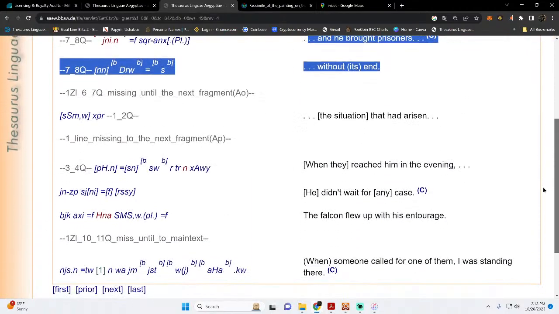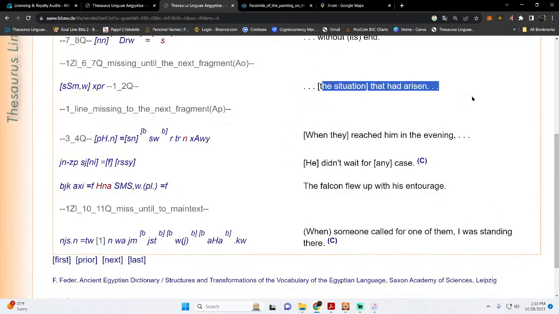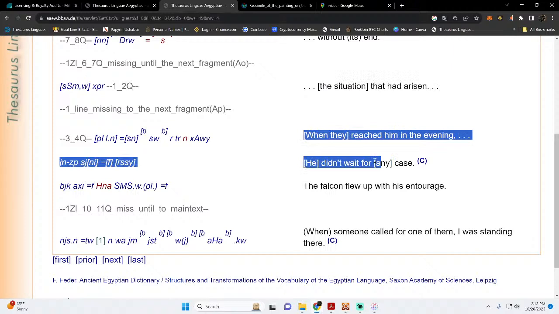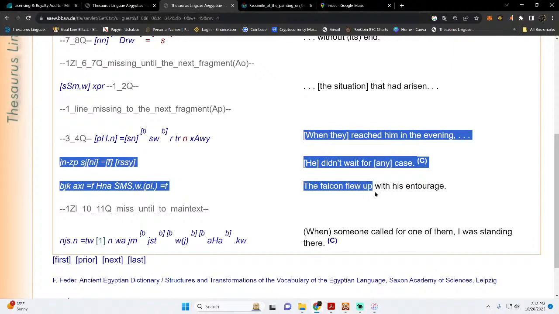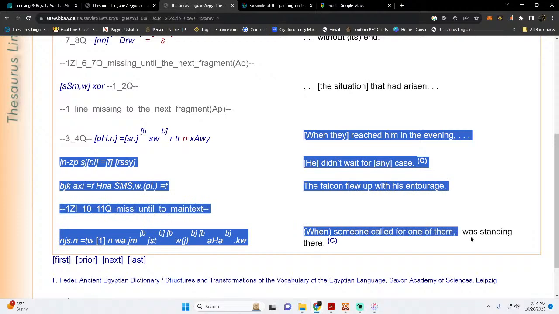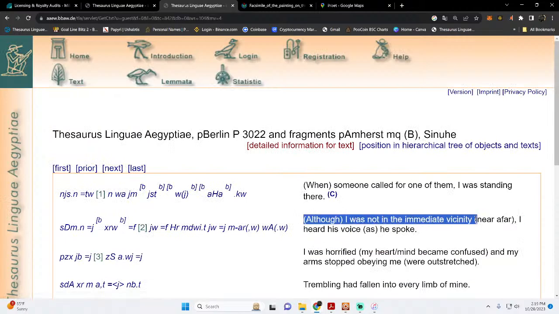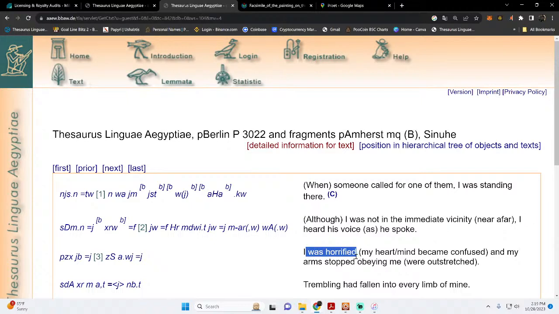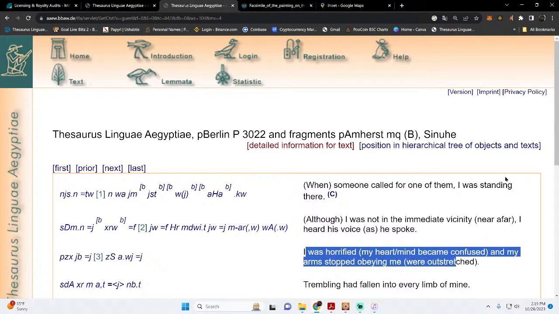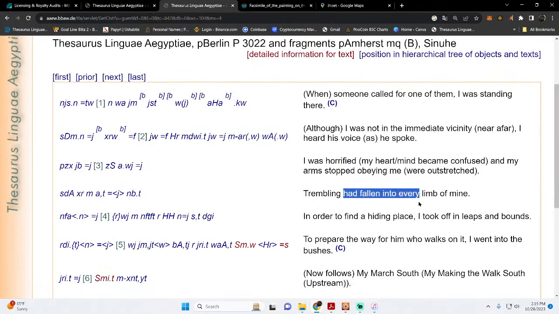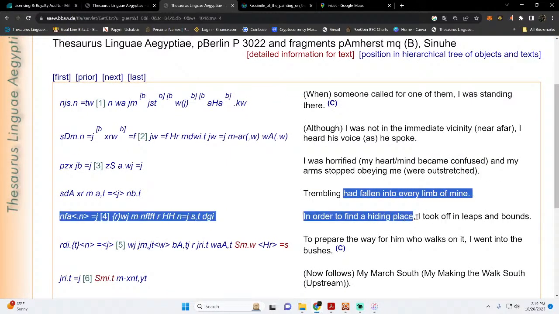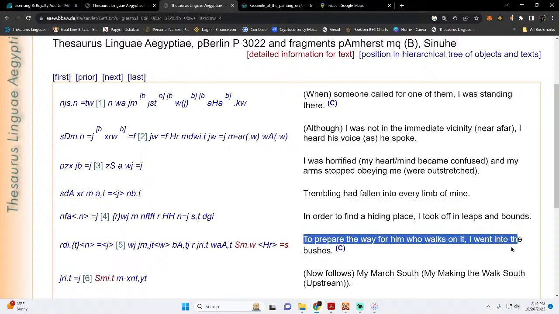Let's go down here. Either his mama or his daddy is going to say it. And the situation had arisen then, but reaching him in the evening, he didn't wait for any case. The falcon flew up with his entourage. When someone called for one of them, I was standing there. All right. It says, although I was not in the immediate vicinity, I heard a voice and he spoke. I was horrified. My heart and my mind became confused, and my arms stopped obeying me. They were outstretched, trembling, and had fallen with every limb of mine. In order to find a hiding place, I took off in leaps and bounds. To prepare the way for him who walks on it, I went on to the bushes.